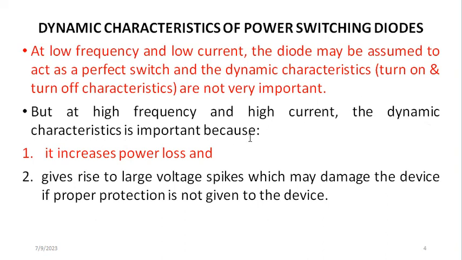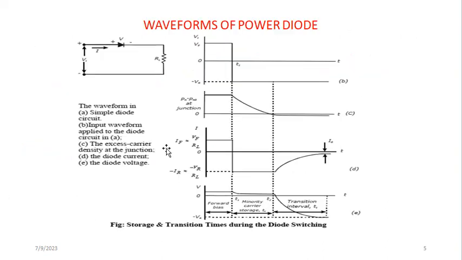are very, very important. And the reason why we have to consider the dynamic characteristic at high frequency is because it increases the power loss, and it also gives rise to what we call voltage spikes. This voltage spike is just a surge, that is, a sudden increase in the voltage that can cause damage to the device, except if you give proper protection to the diode. And for us to understand the dynamic characteristics, let us look at the simple power diode diagram.